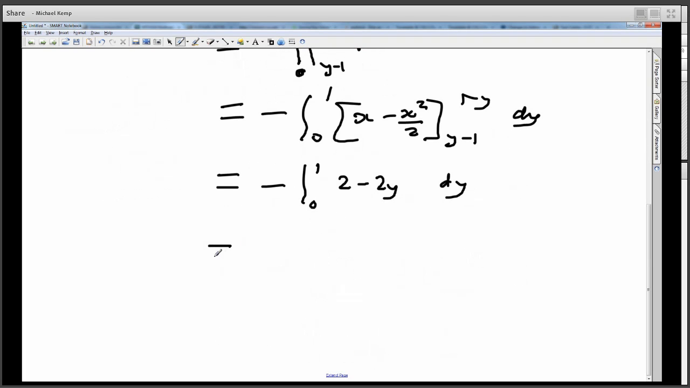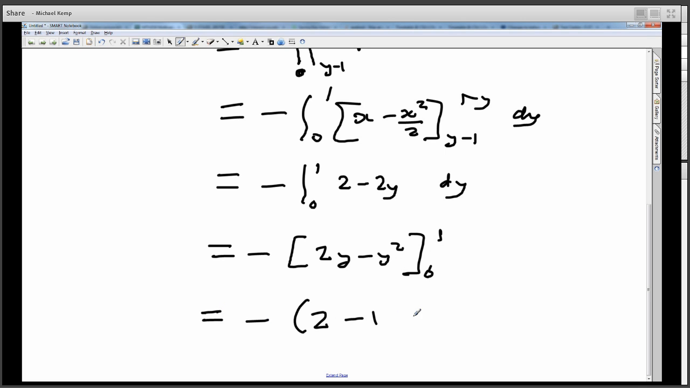And then integrating this term here, you get 2y minus y squared from 0 to 1. Sum the 1s, you're getting 2 minus 1. Sum the 0s, you get nothing. And you're getting minus 1 as the answer as before. That wasn't that hard, so you didn't really have to use those tricks to get the answer fairly quickly.